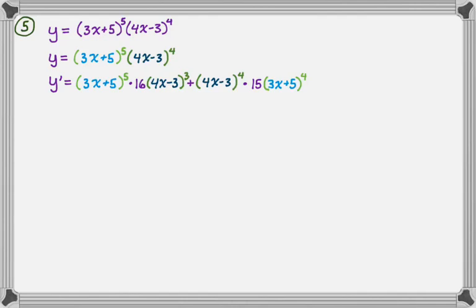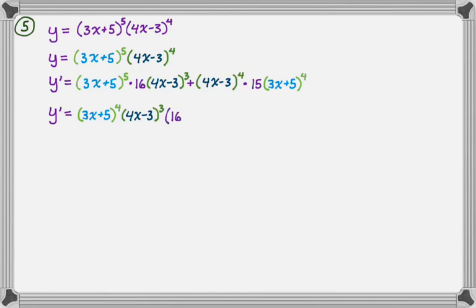And what's nice about it is you just look through for the common things. So I have 3x plus 5 raised to 2 different powers. The smallest of the powers is 4, so I'm going to factor that out. 3x plus 5 to the fourth. I have 4x minus 3 raised to 2 different powers. The smallest power is 3, so I'm going to factor that out. And then let's see what we're left with.